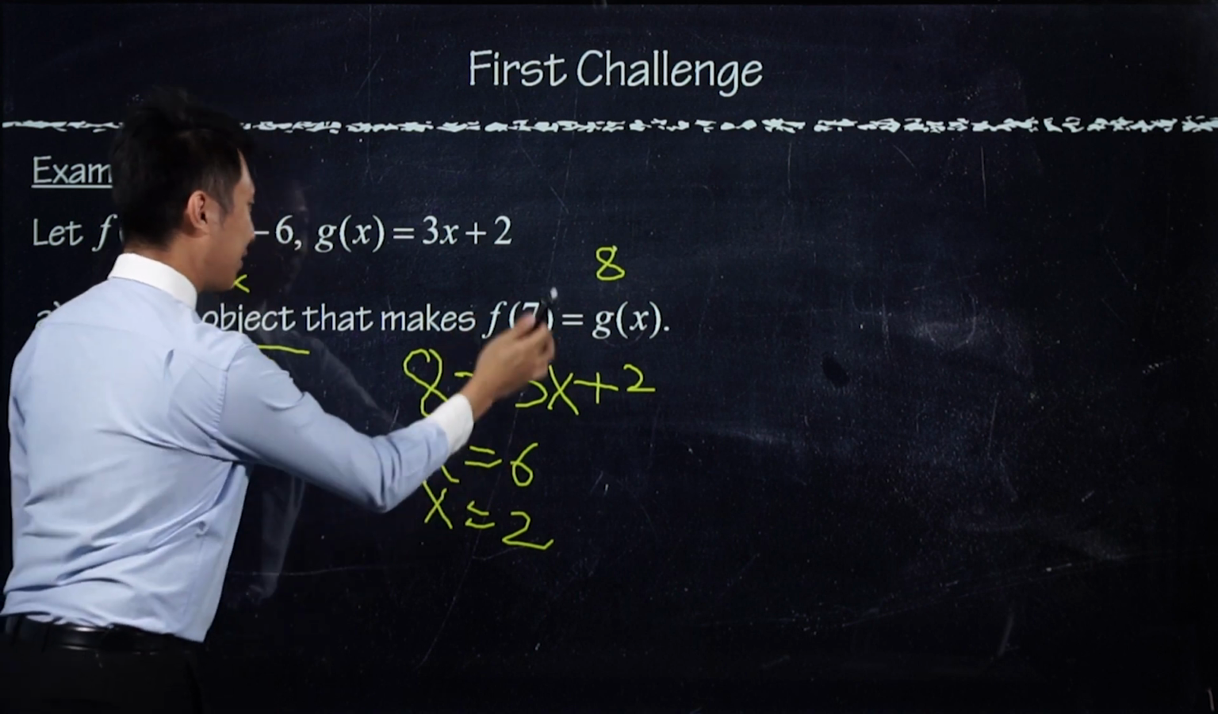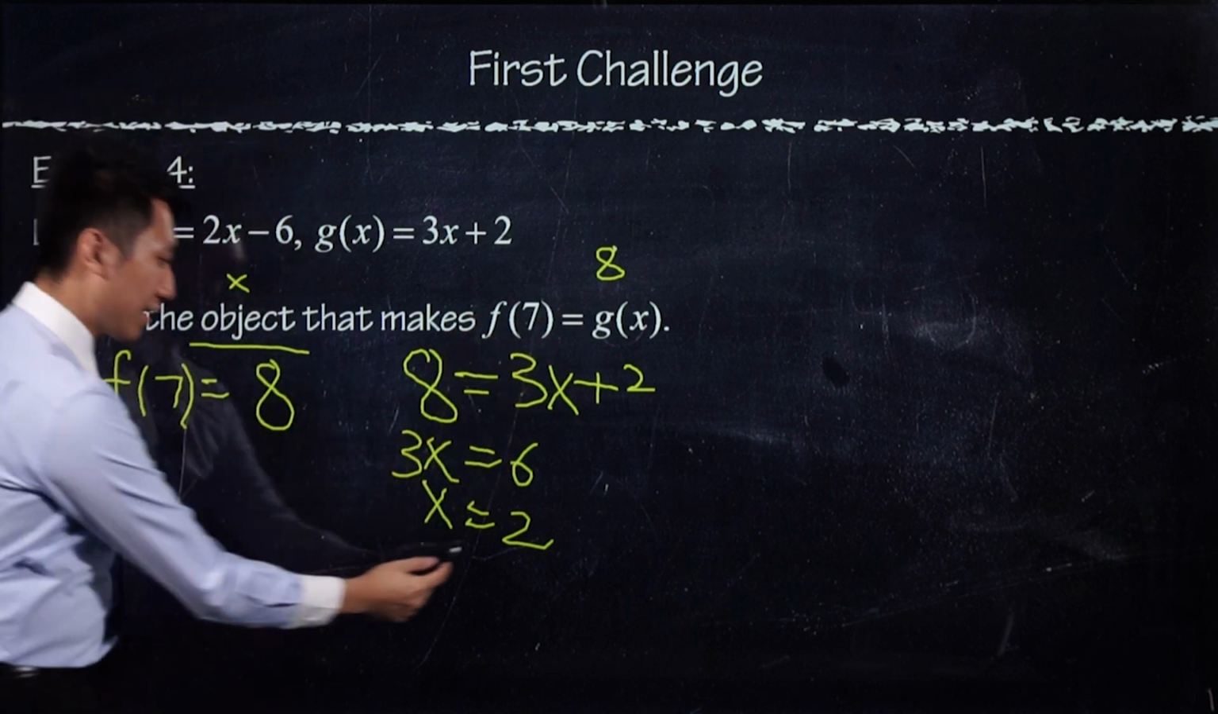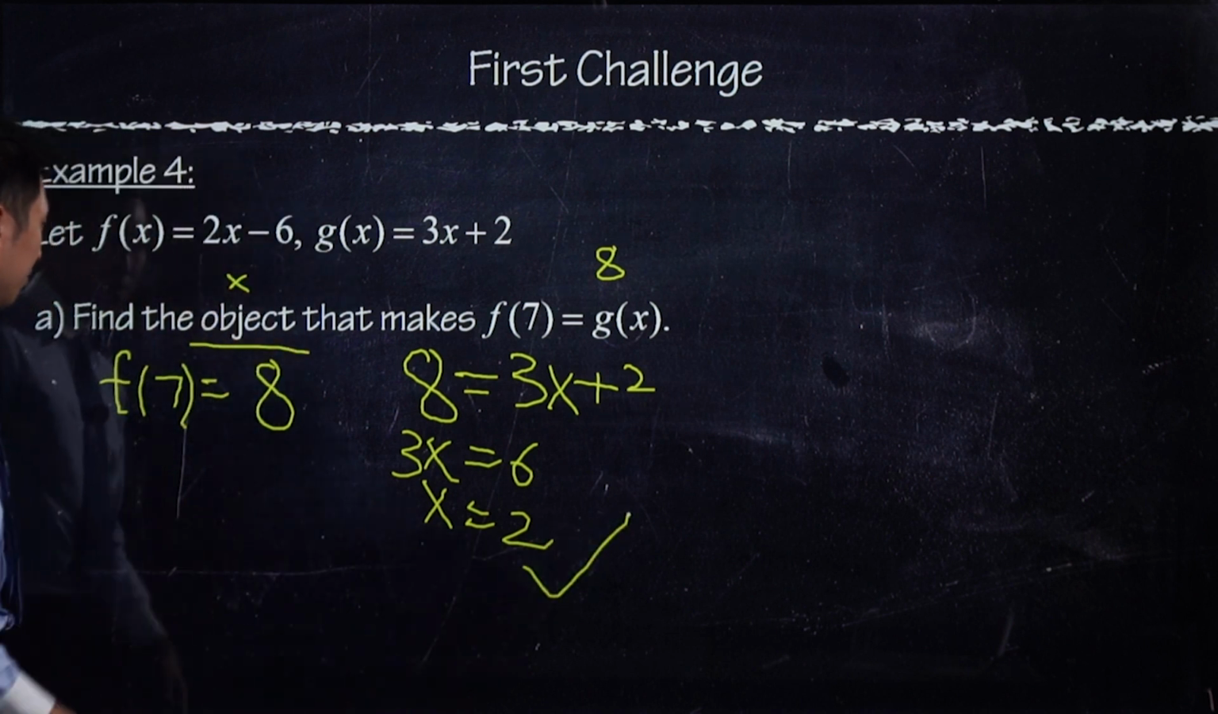Then I calculate what is f(7). f(7) just now I calculated is 8. Okay, my answer is correct. And again, it's me, so it's correct.